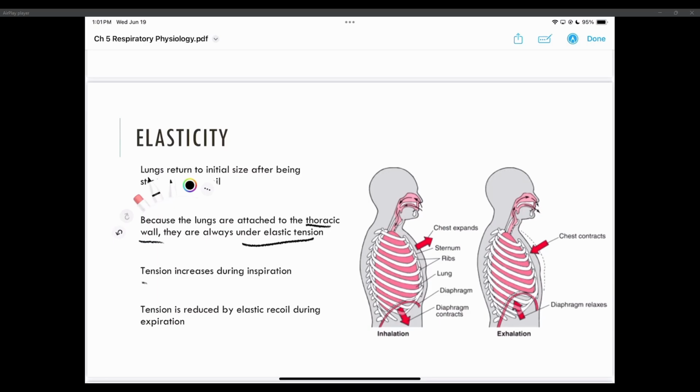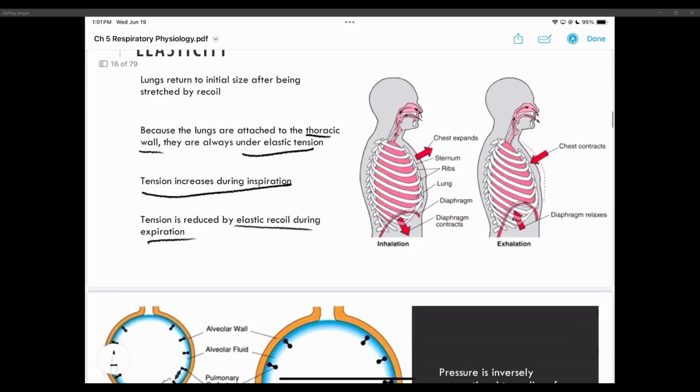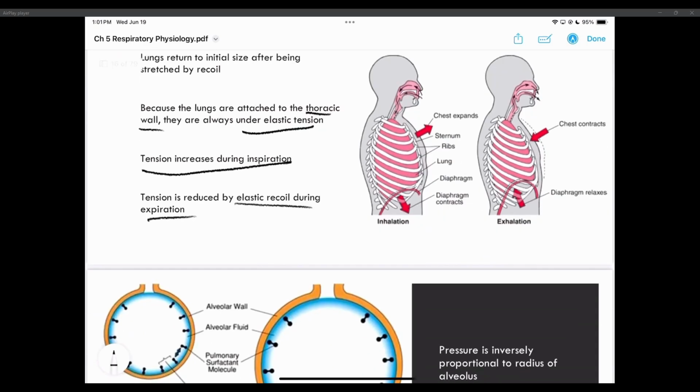Again, tension increases during inspiration, and then passively recoils, and that lets air out. And obviously this tension is reduced by elastic recoil during exercise and expiration, and that allows us to get back to our normal setting.